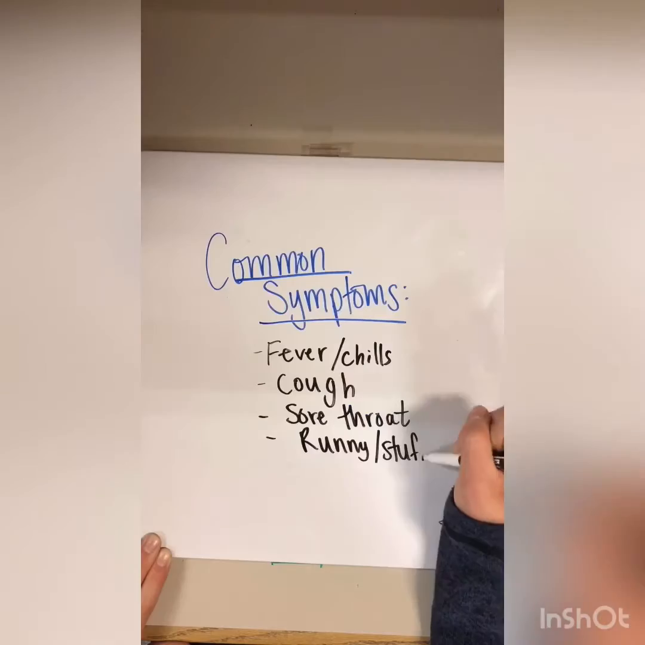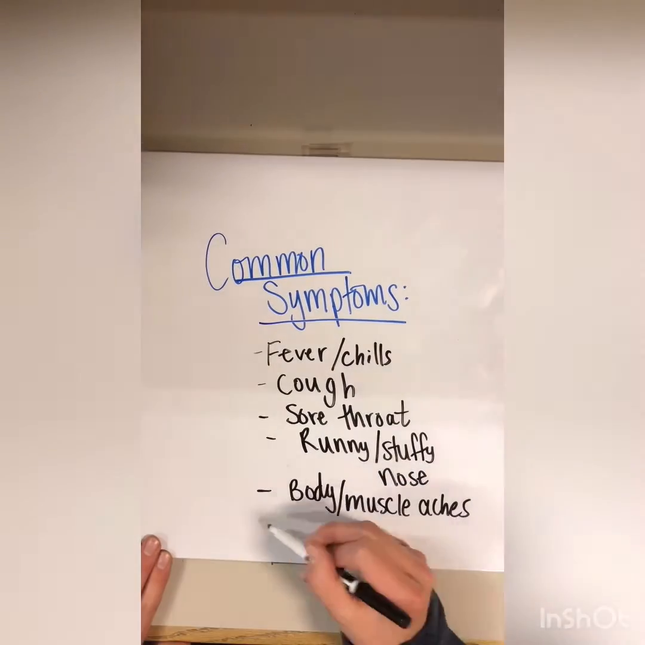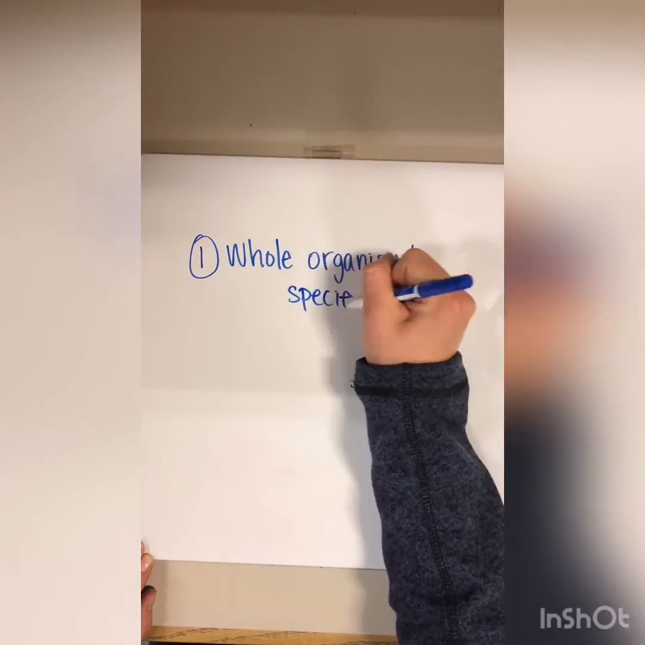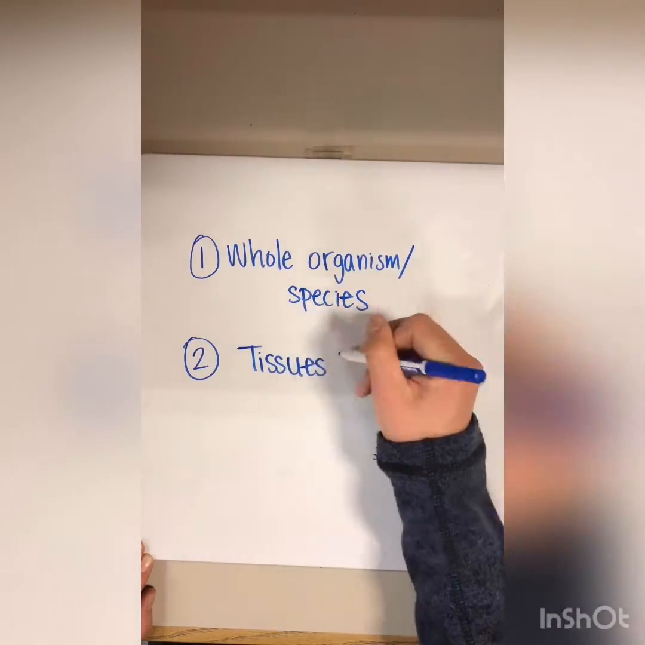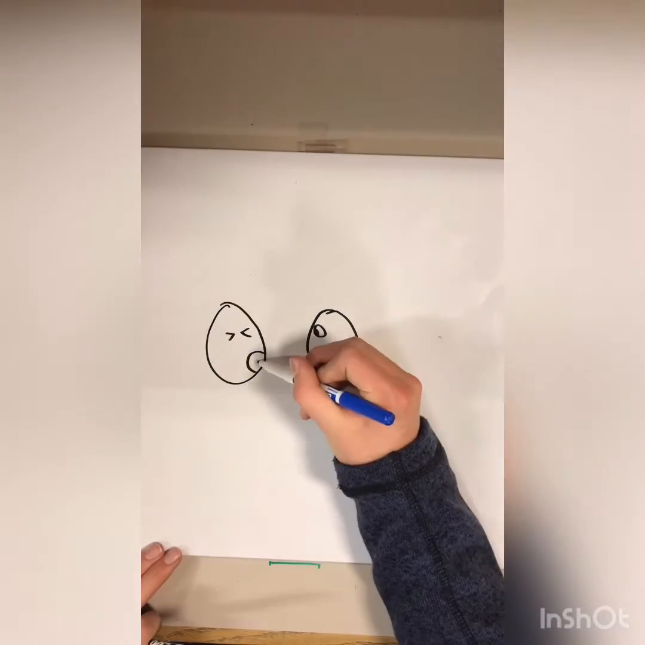This virus is very important because it affects a staggering 8% of the U.S. population every year. Some of the most common symptoms are fever, chills, cough, sore throat, runny, stuffy nose, body muscle aches, and fatigue. And we'll be looking at the interaction between influenza and the immune system at 3 levels: the whole organism, tissues and organs, and the cellular level.